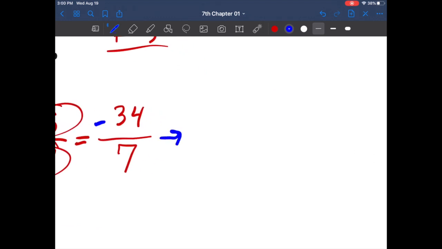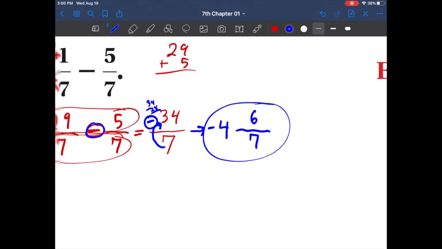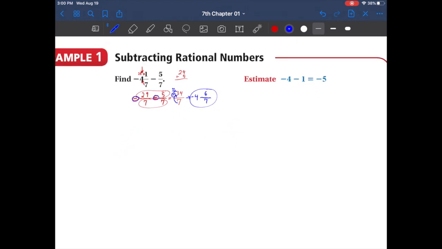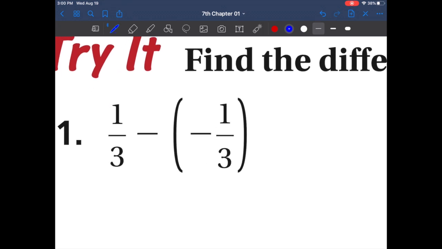Let's simplify this and turn it into a mixed number. How many times does 7 go into 34? Remember, the denominator stays the same. So 7 goes into 34 4 times. Okay, and then what's left over? That's 28, and then 34 minus 28 gives us 6. Remember that this is a negative, so that's negative 4 and 6 over 7. If you want to rewind and rewatch all the steps, please do so, so you can see how we did that problem.